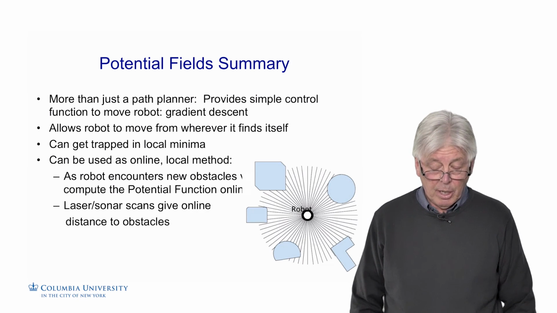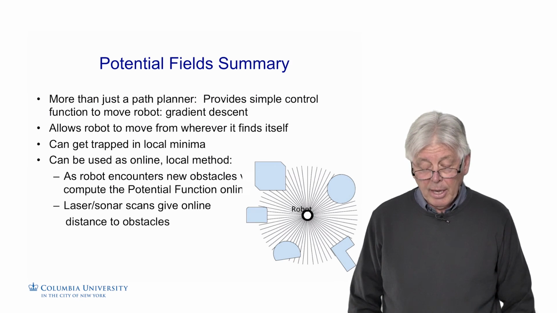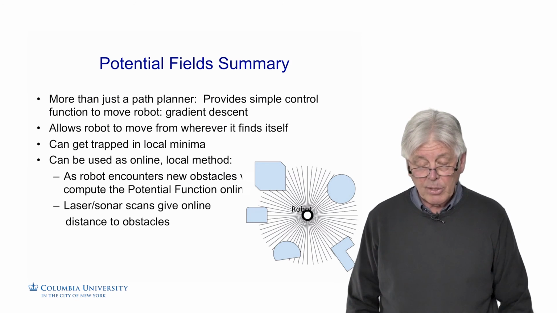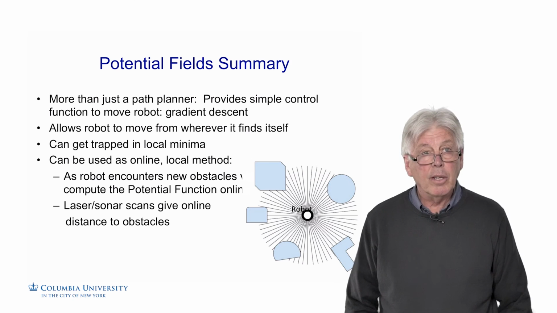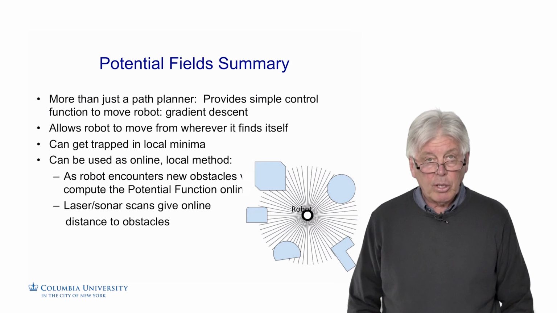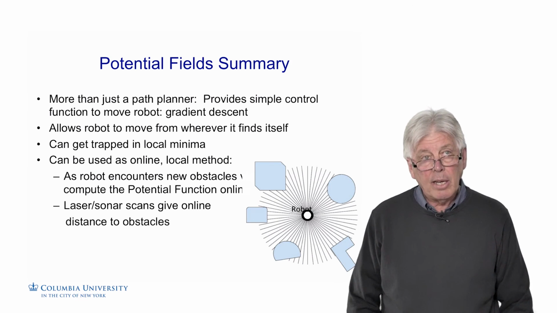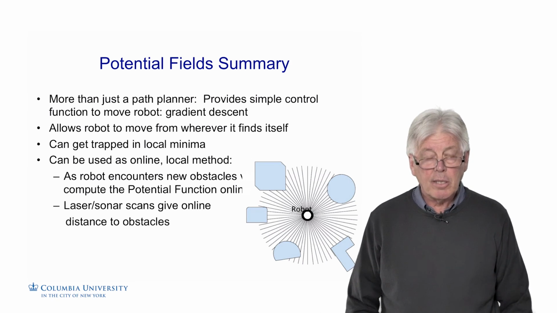So for example, you see here a robot with a laser or sonar sensor, and it's getting a 360-degree scan of the distances to its obstacles, and it can use the values of those as input to this potential function for the repelling force. It still has to know where the goal is, that's the attractive force. But you can see how this can be done online, and even if these obstacles are moving, at each time step, you can update this and find the gradient for the best way to go.